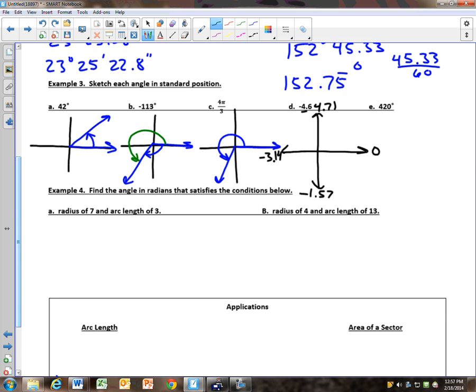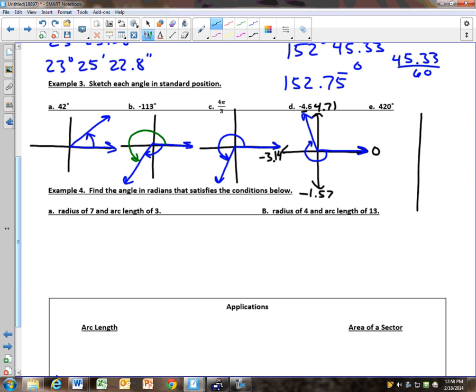So if I go negative 4.6, which quadrant am I going to end up in? Second quadrant. Very good. I start my initial side right on the x-axis to the right side, and I head in that direction, and I end up right there. Very good. So sometimes, instead of writing in terms of pi, you have to express it as a decimal to figure out where you're going.